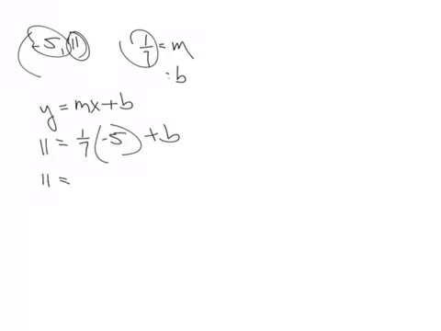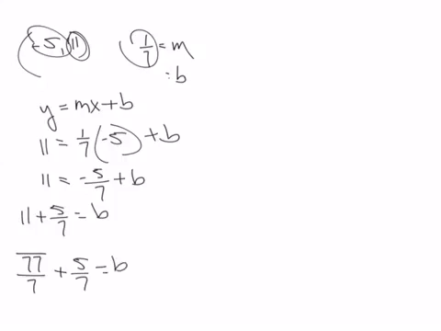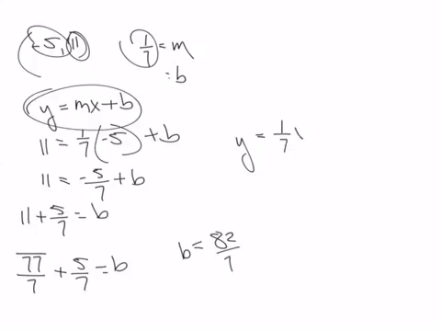So 11 equals -5/7 plus b. I'm going to add 5/7 to both sides. And I'm going to make a common denominator. Whoops, not 70. Yeah, 77 over 7 plus 5/7 equals b. So b then equals 82 over 7. Okay, so if I'm going to put them back into this equation, I've got y equals my slope and my b. And I'm done. Alright, one more.